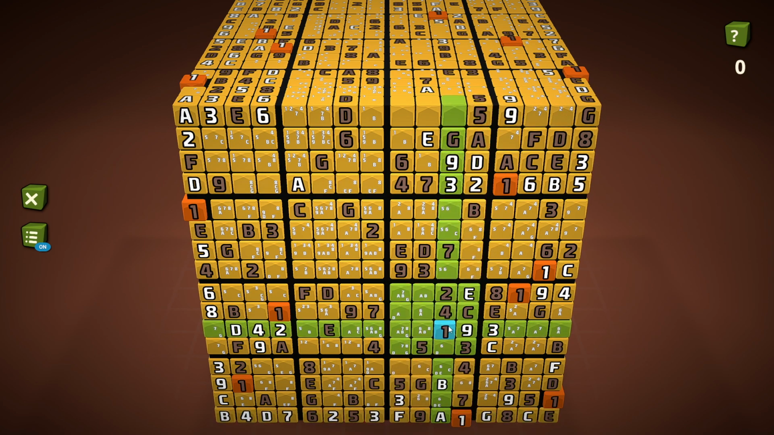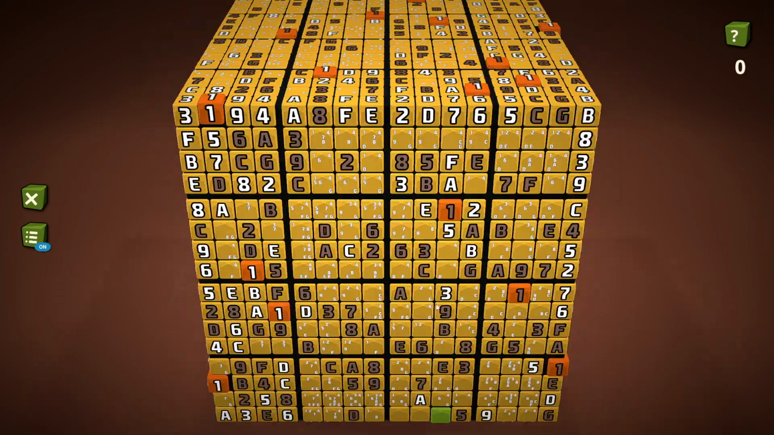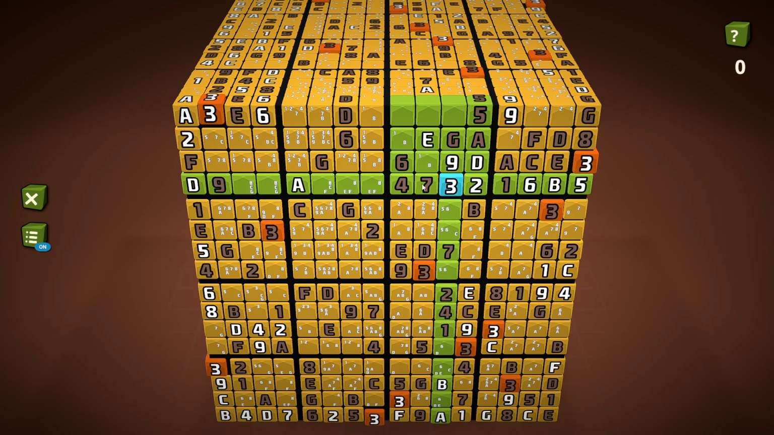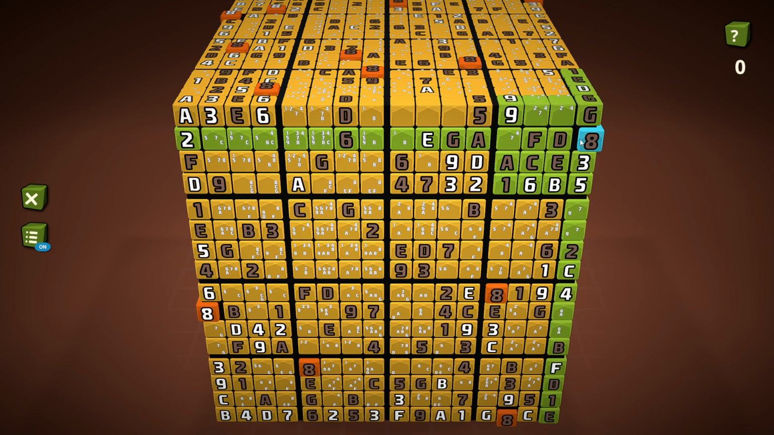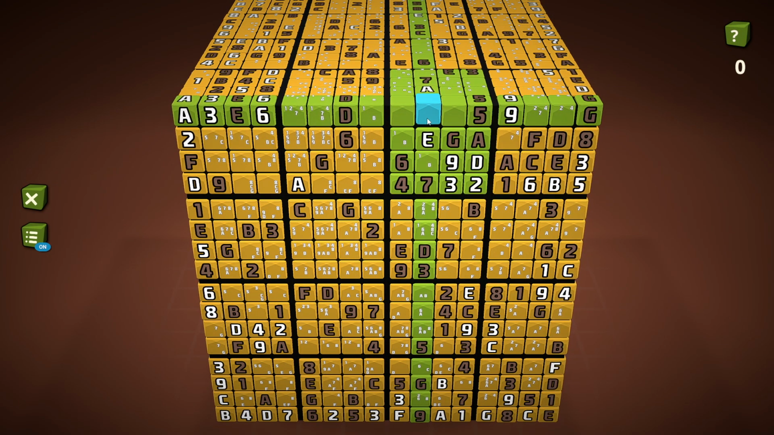Anyway, ones. Can't be ones, can't be ones. But these can only be 1 and B. Right. 2, 3, 4, 5, 6, 7. The left one can't be an 8, but the other two can. 8 and 8. Okay. 9, A. B's.